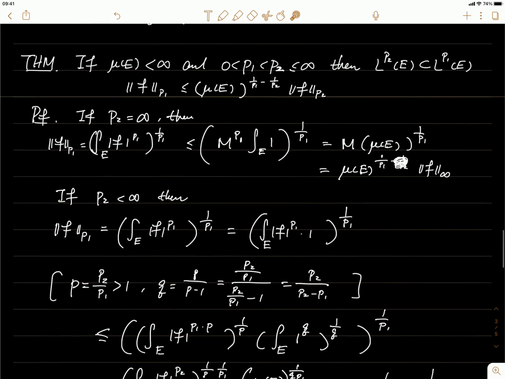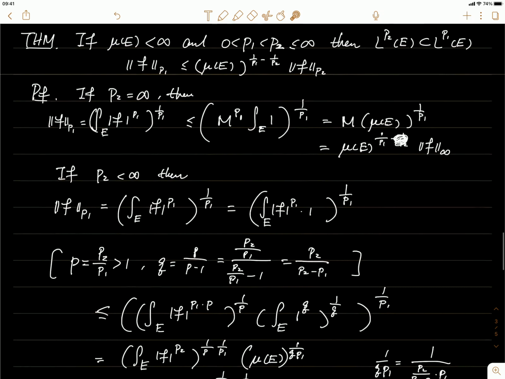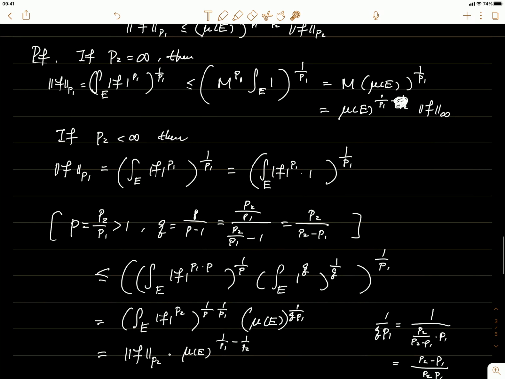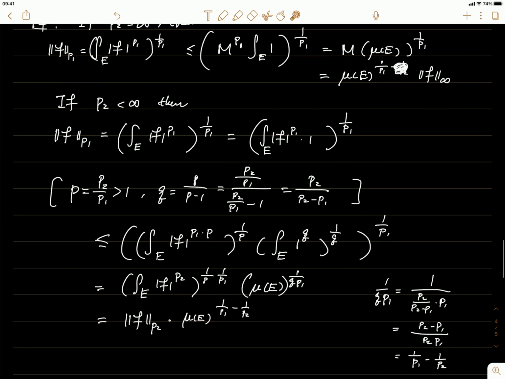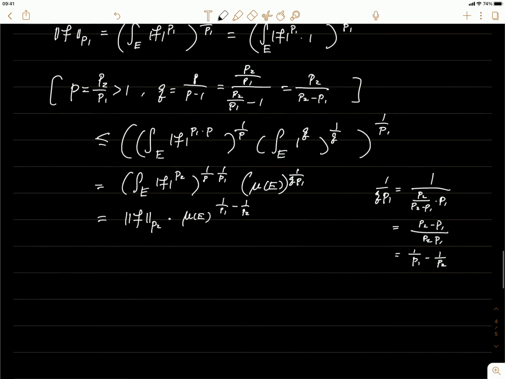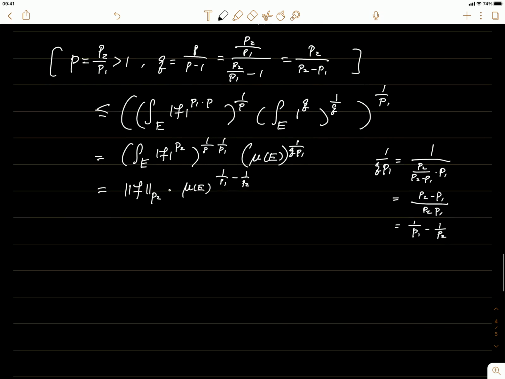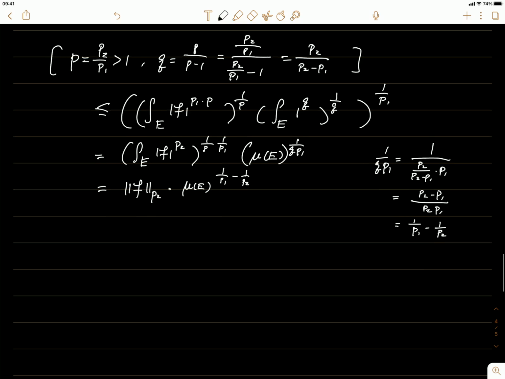Okay, so you can see that it's pretty fun. It's just to make sure that you choose some power p and q properly, and then apply Hölder's inequality. You can usually get a very interesting result. All right, so that's the proof here.